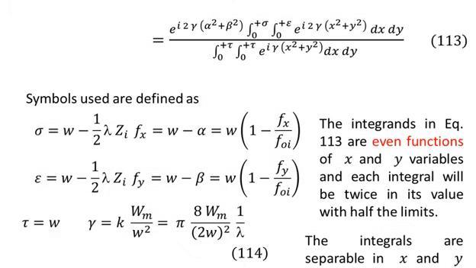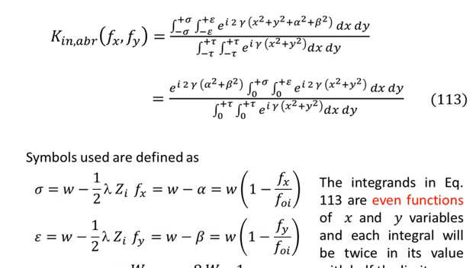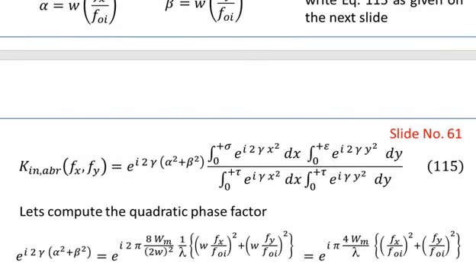And let's read. The integrands in equation number 113 are even functions of x and y variables, and each integral will be twice in its value with half the limits. The integrals are separable in x and y variables, and we can write equation number 115 as given on the next slide. So these two integrals are now separable, that is, the integrals in the numerator and the integrals in the denominator can be separated out depending upon the x and y coordinates separately, as we have done in equation number 115.